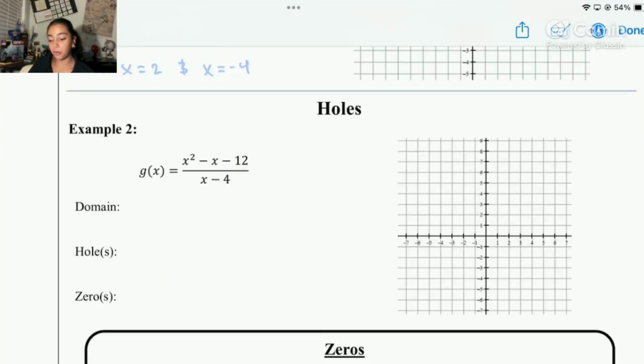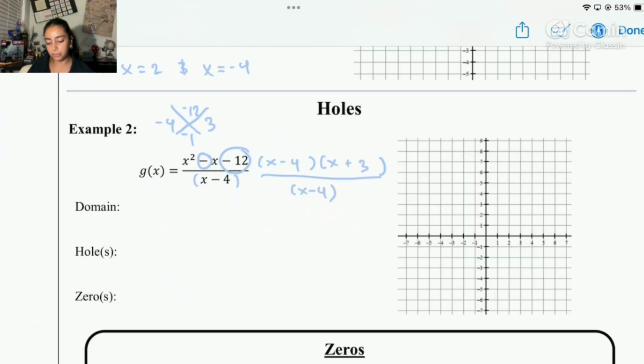Okay, so now we're going to be talking about holes, and this is basically the same concept, except we're going to see what cancels out on both the top and the bottom, and you'll see what I mean by that once we start breaking it down. But we can see on the bottom here, there's an x minus 4. So we can factor out the top to see what we're working with. We're going to think what two numbers multiply to -12 and add to -1, and those two numbers are -4 and 3. So we can factor this out to x minus 4 times x plus 3. And then we still have this x minus 4 on the bottom here.